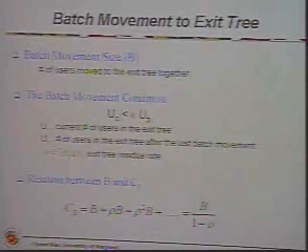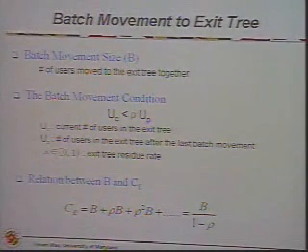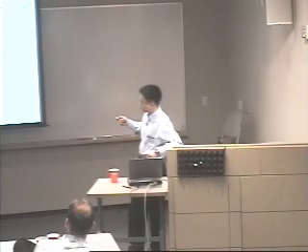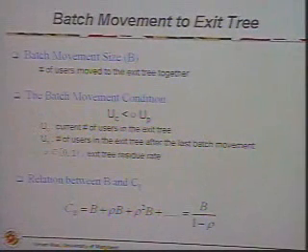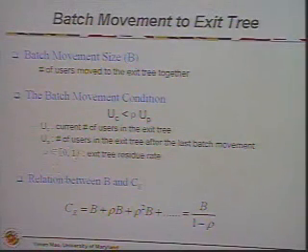We want to determine how many users are moved together. We call this the batch movement size B, and we want to determine a condition for the batch movement. Here is the proposed batch movement condition: U sub C smaller than rho U sub P. U sub C is the current number of users in the axis tree. U sub P is the number of users in the axis tree after the last batch movement. And rho is a system parameter between 0 and 1 that we decide.